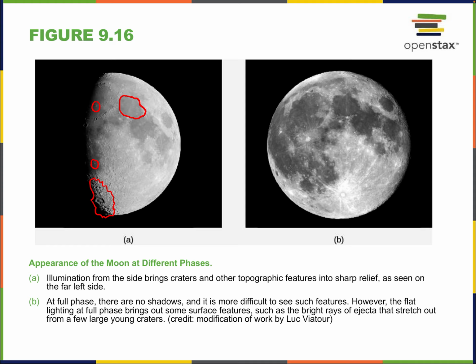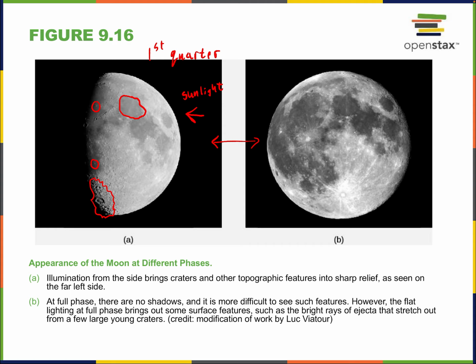Another interesting thing about these two images is that the moon really looks different during different phases. During a phase like this, a first quarter phase of the moon, the sunlight is coming in from this direction, and it's casting shadows that really allow us to clearly see the craters in dramatic relief.